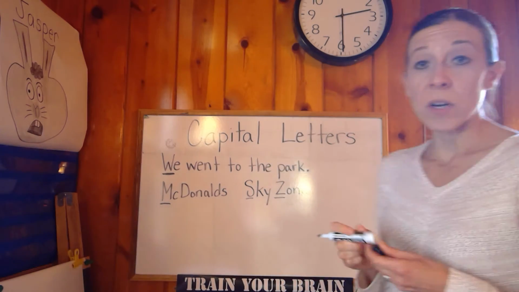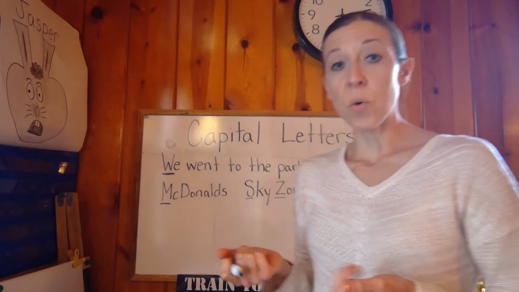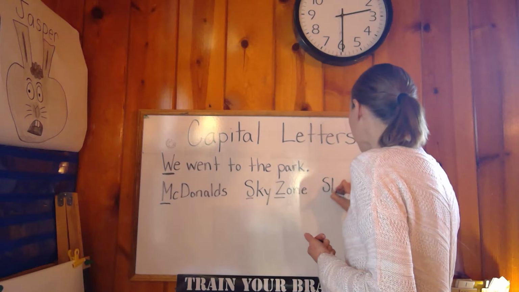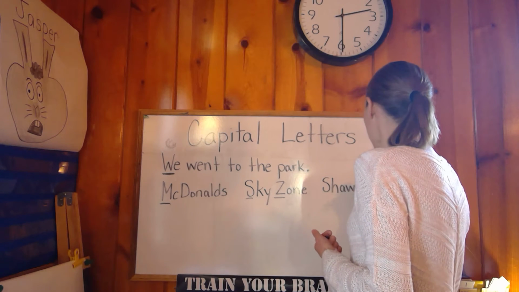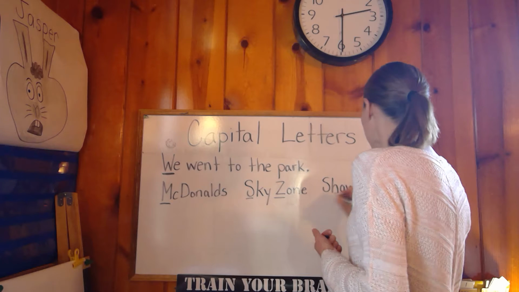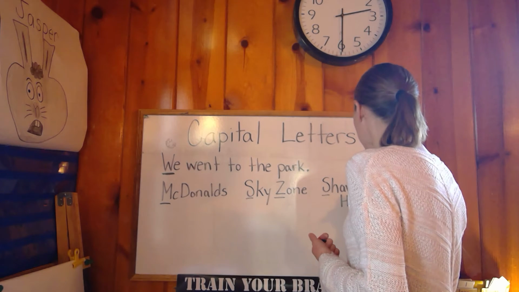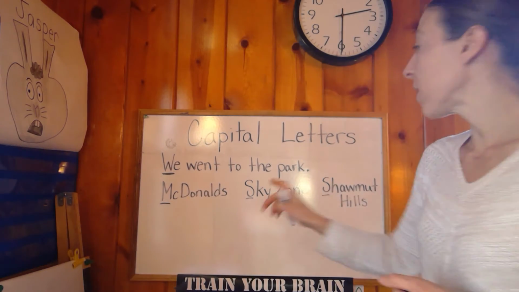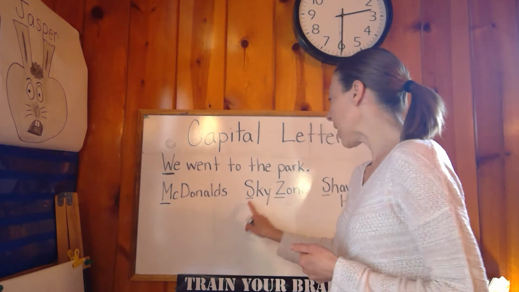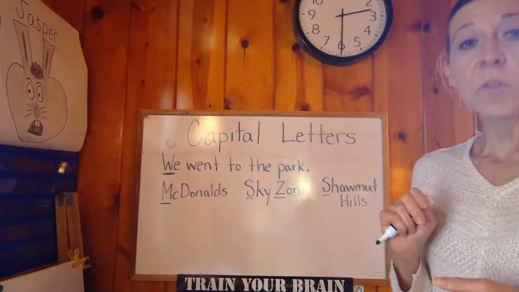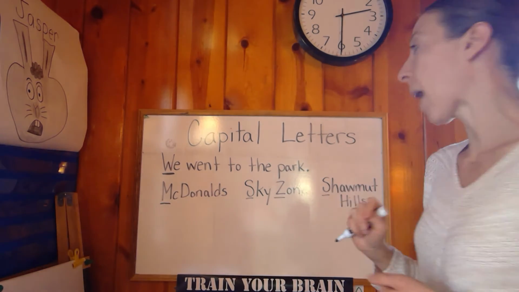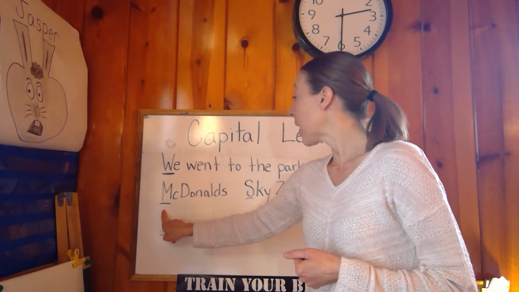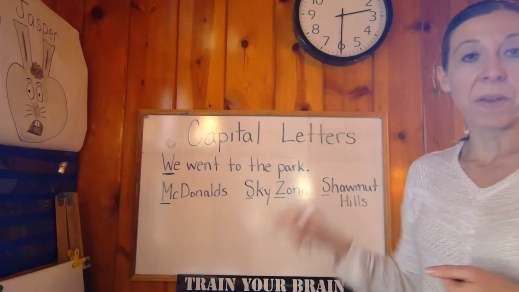Maybe I want to go to our school. The name of our school is Shawmut Hills. I would have to use a capital letter if I wanted to write the name of our school, Shawmut Hills. So when you name a specific place, you need a capital letter at the beginning of the name of that place. So those are two reasons so far why we need capital letters. At the beginning of a sentence and at the beginning of a word that names a specific place.